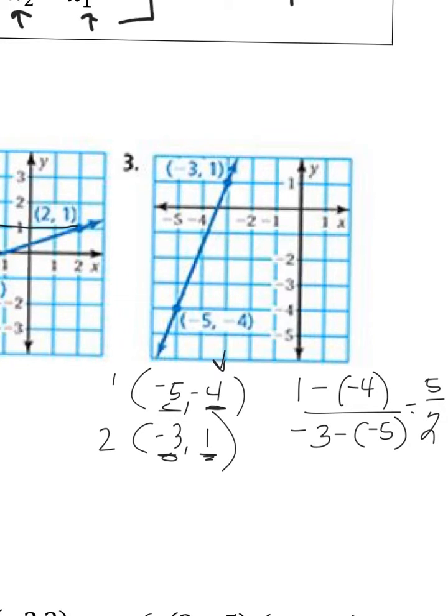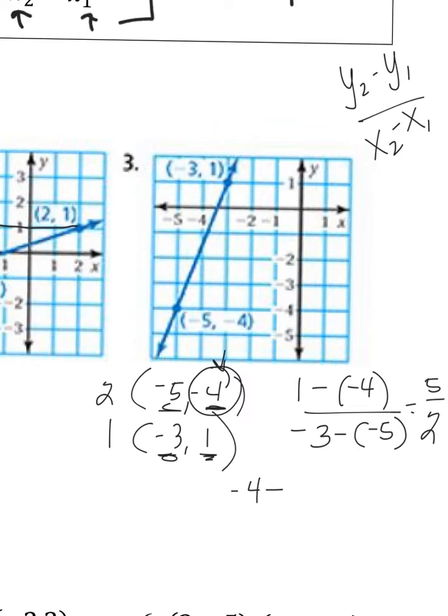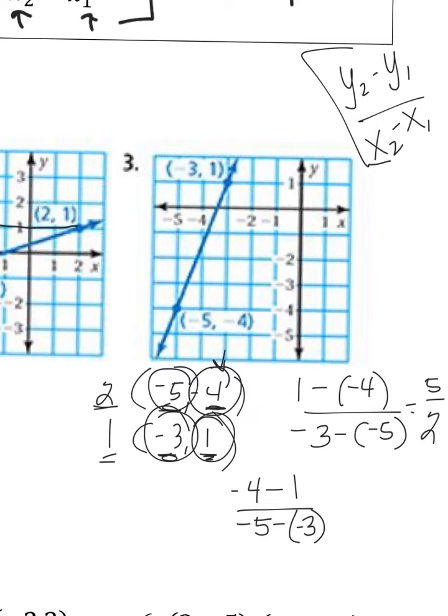If I change these two, and I made this one point number 2, and this one point number 1, and I did the y sub 2 minus y sub 1 over x sub 2 minus x sub 1, my y sub 2 value is this negative 4. So negative 4 minus my y sub 1 is 1 over my x sub 2 is now negative 5, minus, my x sub 1 is negative 3. Okay, all I did was switch the coordinates, saying that this is now my second one and this is now my first one. So I still did y sub 2 minus y sub 1 over x sub 2 minus x sub 1.